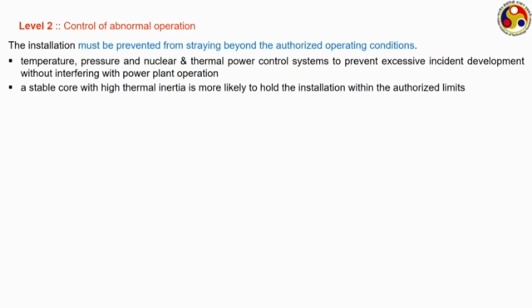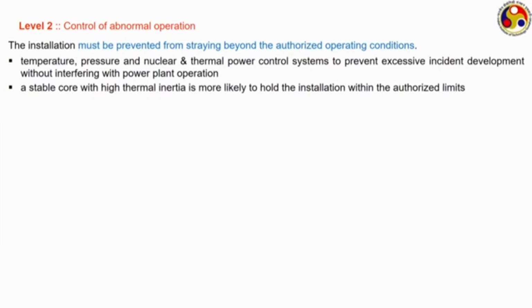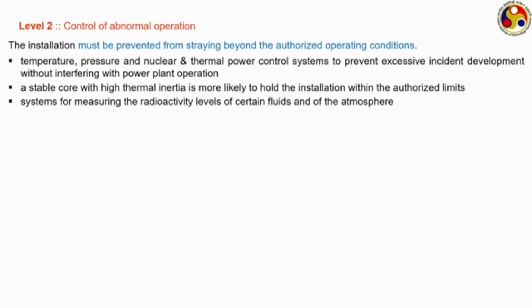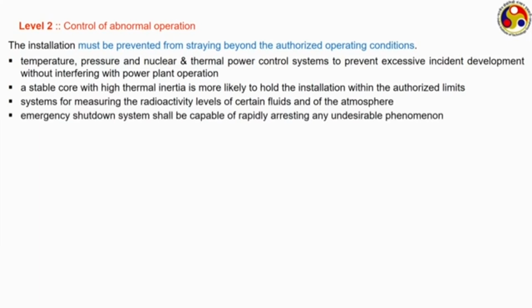High thermal inertia means that with a given heat load, the temperature rise of the system will be smaller. Once we can ensure that, the system can limit its temperature change within a very short range, and if the core itself is stable, then the system will be able to get back from the abnormal condition. The systems for measuring the radioactivity levels of certain fluids and the atmosphere must also be installed.